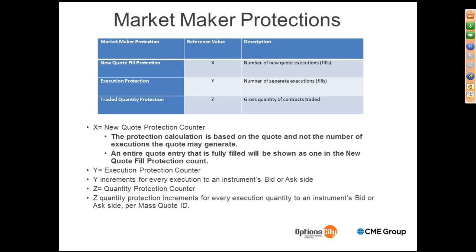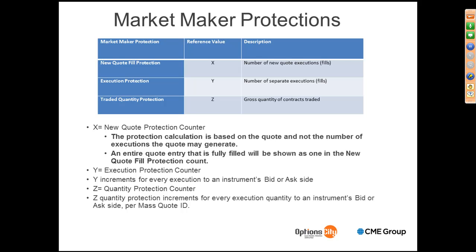So, talking about the market maker mascot sessions, we should also talk about what protections the Globex can offer you, which we call the market maker protection coordinates, X, Y, and Z. These are assigned to a mascot session before you can start mascoting. X is actually the number of new codes. It's not the number of executions, but the number of new codes that you provide. The counter is increased by one every time you have a new code.